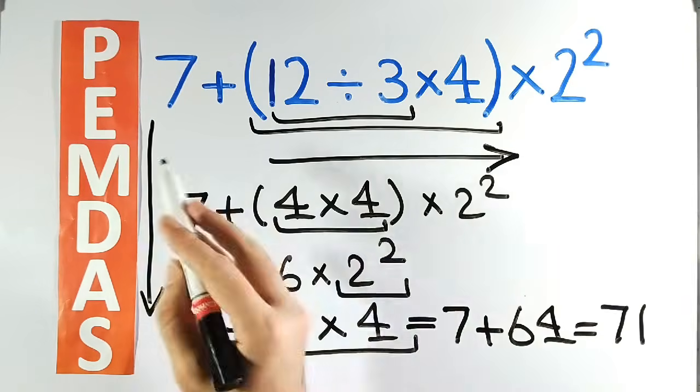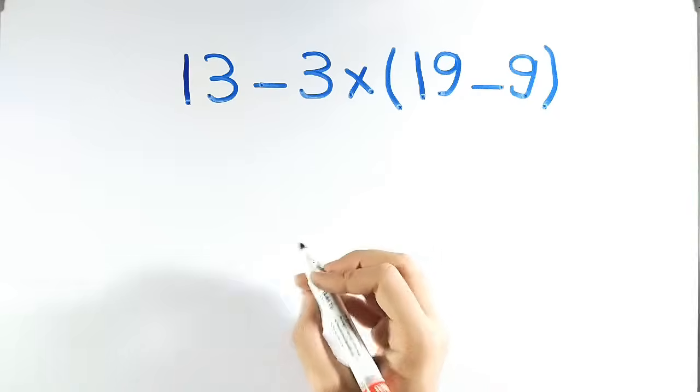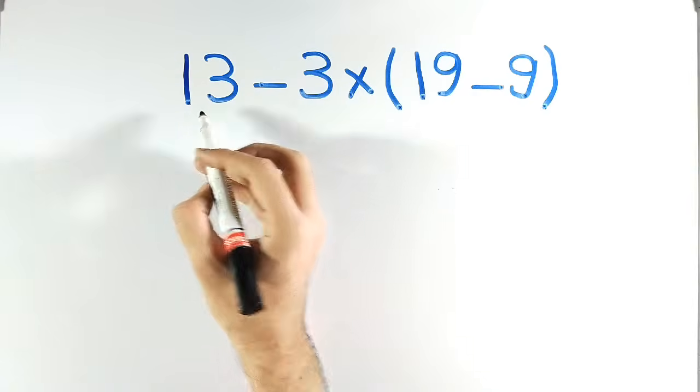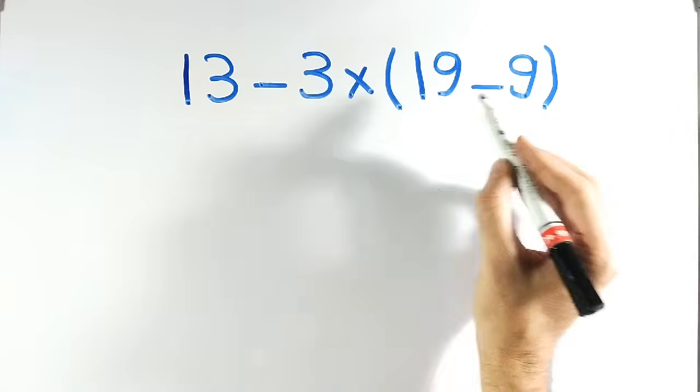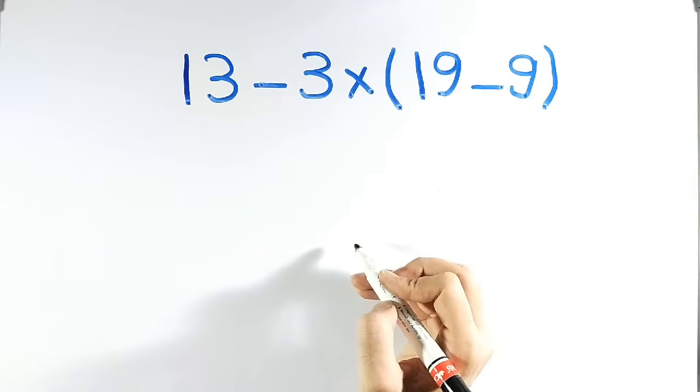Alright, let's see question number 3. What is the value of the expression 13 minus 3 times open parenthesis 19 minus 9 close parenthesis?